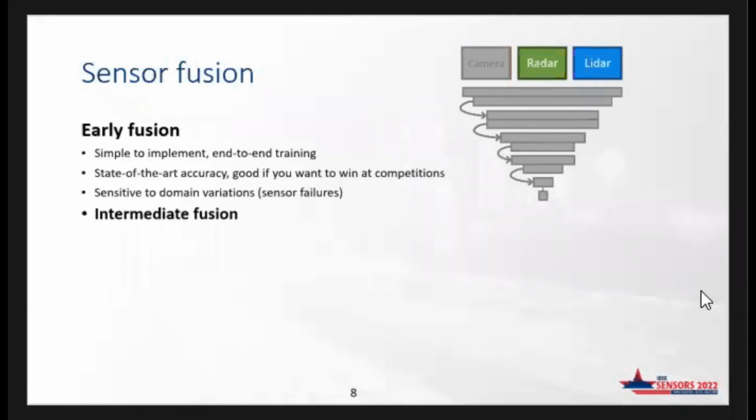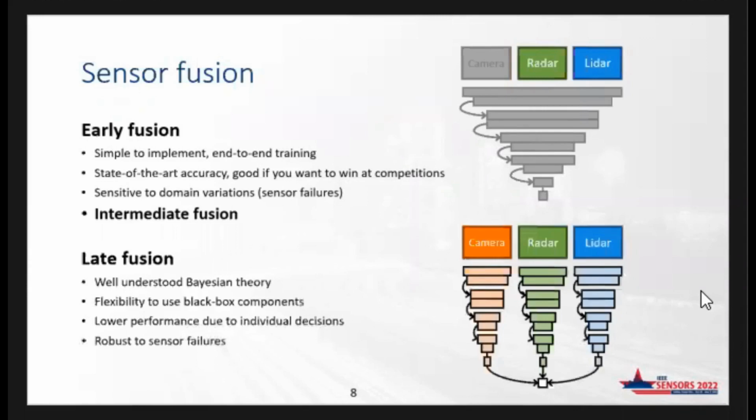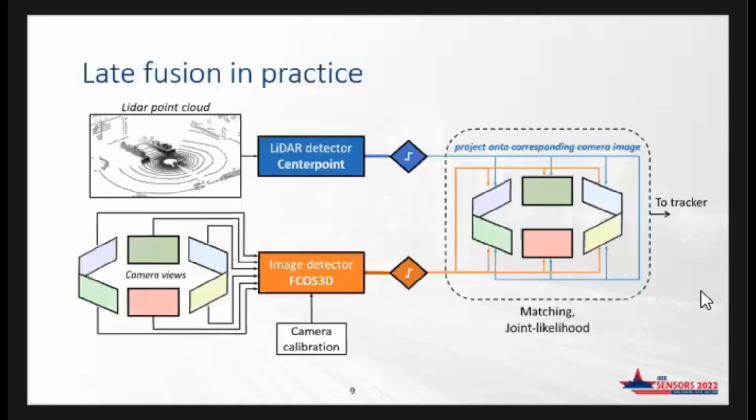Here I also listed intermediate fusion, which, in our view, we see as a subset of early fusion. And in late fusion, we have individual processing pipelines for each sensor, and this results in good flexibility, in that we can use black box components, and it's really robust to sensor failures. So if one sensor fails, the system switches to the other sensors.